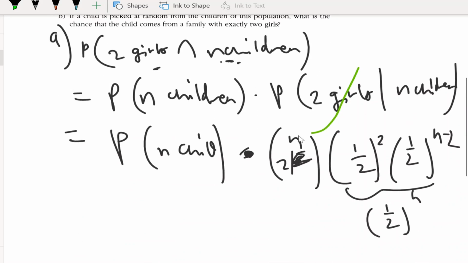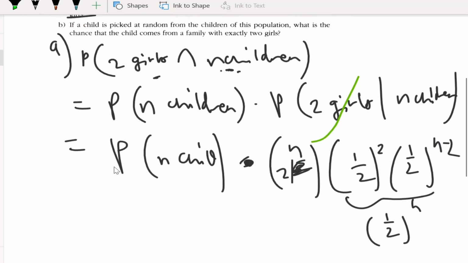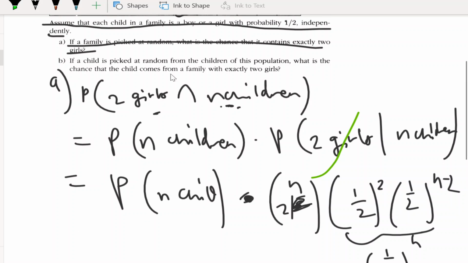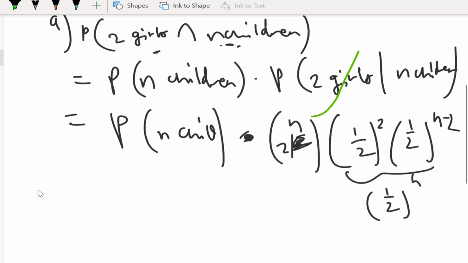So from here, it's literally a summation, right? Since we have it for each term, the probability of having n children and 2 girls. Now they're asking, if a family is picked at random, what's the chance that it contains exactly 2 girls? So we should go through all different types of families, any of these randomly picked families, and then just go about doing it. So I'll just write it brief. So this is this one.